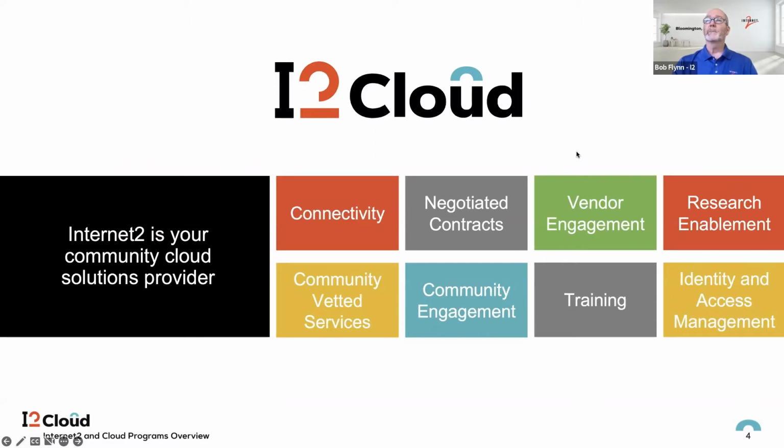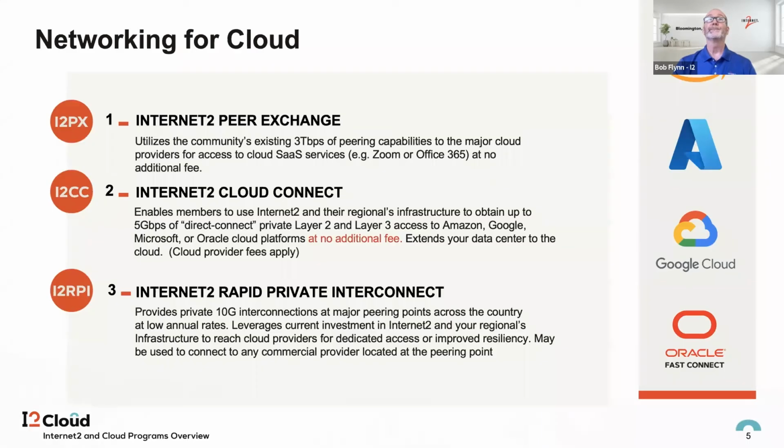So just a broad overview of what Internet2 does in the cloud. I mentioned connectivity. I mentioned identity and access management. We're also expanding our training programs. We have significant community engagement work going on. We aggregate community requests and feedback to the vendors. So we work with the cloud vendors and help broker those conversations. And we convene members of the community to vet services for the greater use of the community as well.